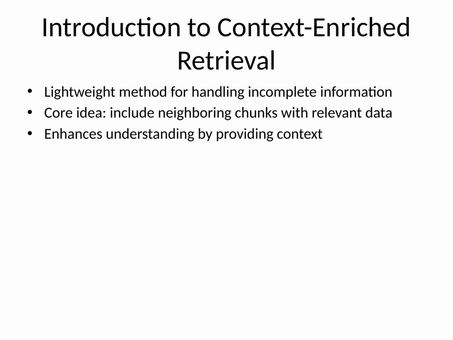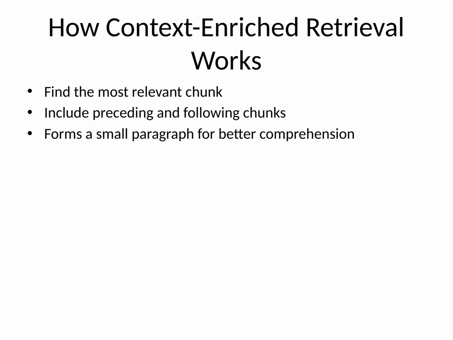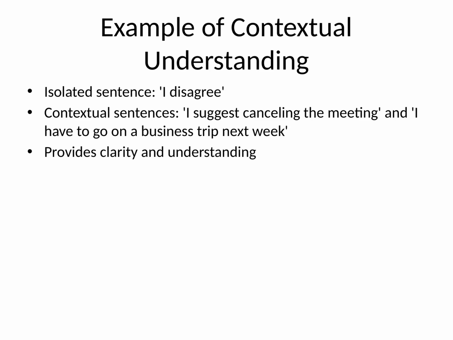Context-enriched retrieval is a lightweight method designed to tackle the problem of incomplete information. Its core idea is to include neighboring chunks along with the most relevant data, enhancing understanding by providing additional context. The process begins by identifying the most relevant chunk. Then, it includes the preceding and following chunks, forming a small paragraph. This approach allows for better comprehension by providing a fuller picture.